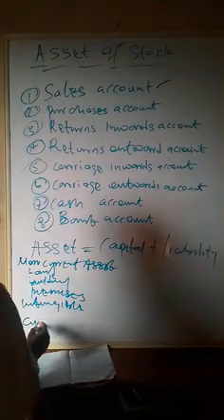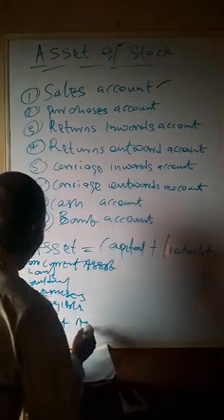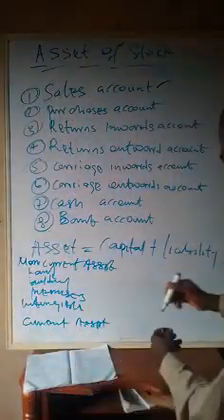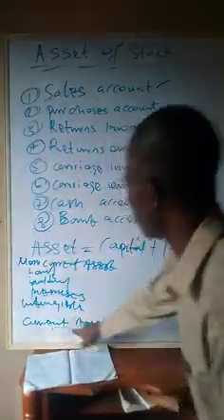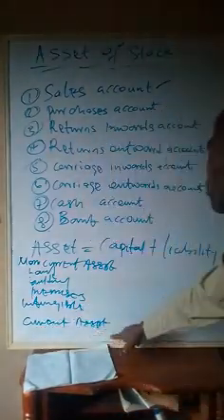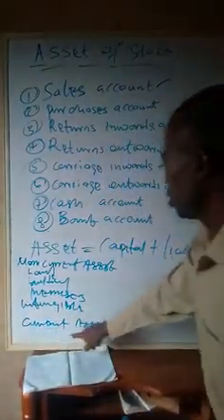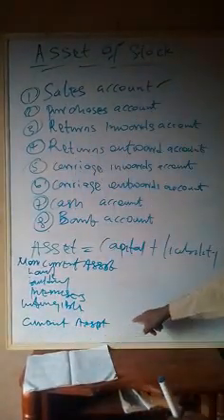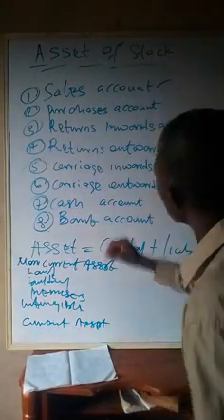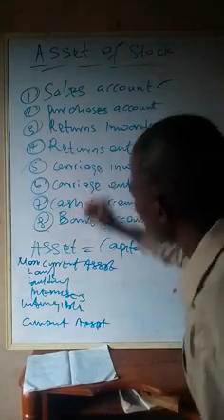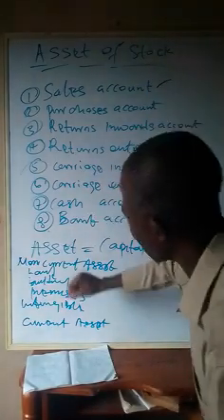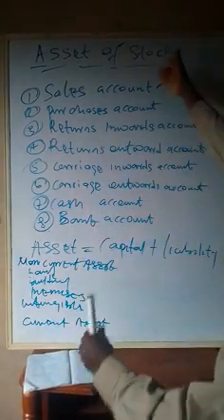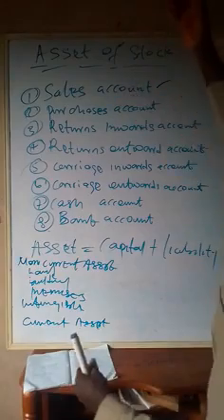We have current asset. And what do you find under current asset? That's where you are going to see inventories and receivables. Inventories are stock. Receivables are debtors. You are going to see cash. You are going to see bank. Do you see? Assets of stock are what we find in the balance sheet as current assets. That is what turns into sales account, purchase account.